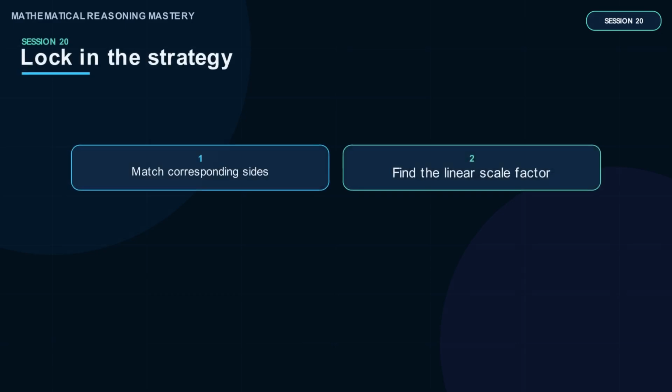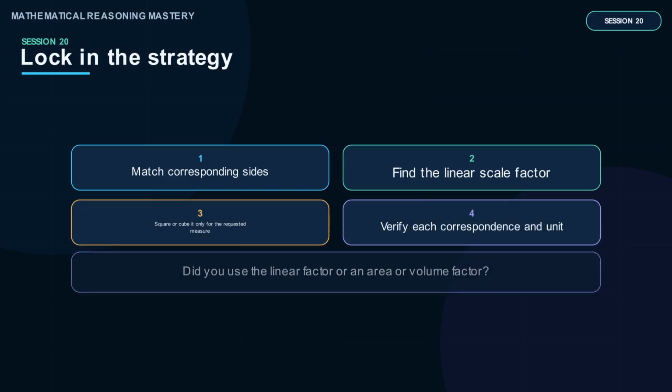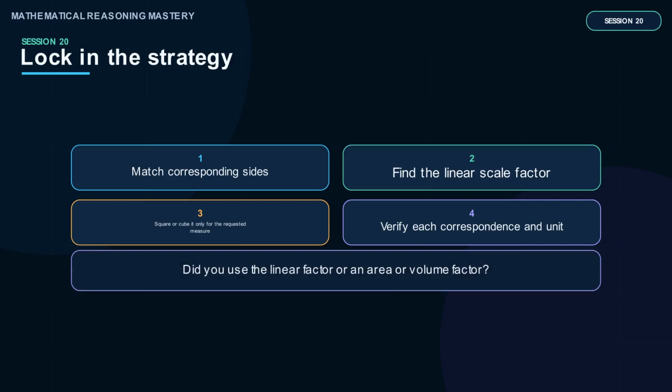The central message is to identify corresponding lengths. Combine that with the discipline to convert area and volume ratios. Finish by remembering to combine similarity with coordinate distance. A result becomes dependable only when the method and verification are both clear. Reflection: did you use the linear factor or an area or volume factor? Name the exact point where an incorrect path would first become visible.